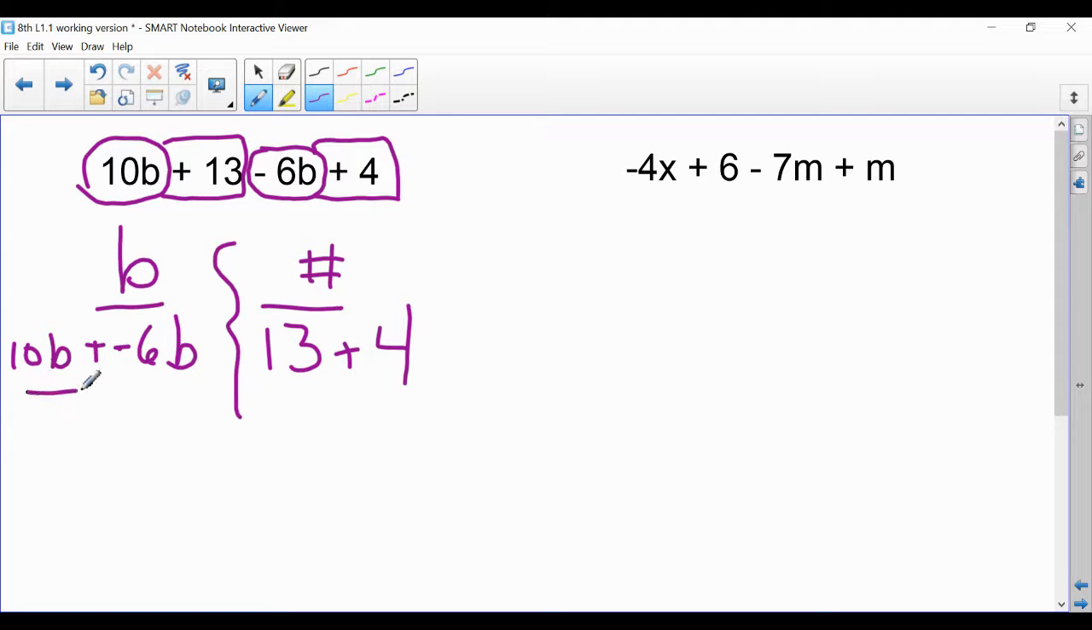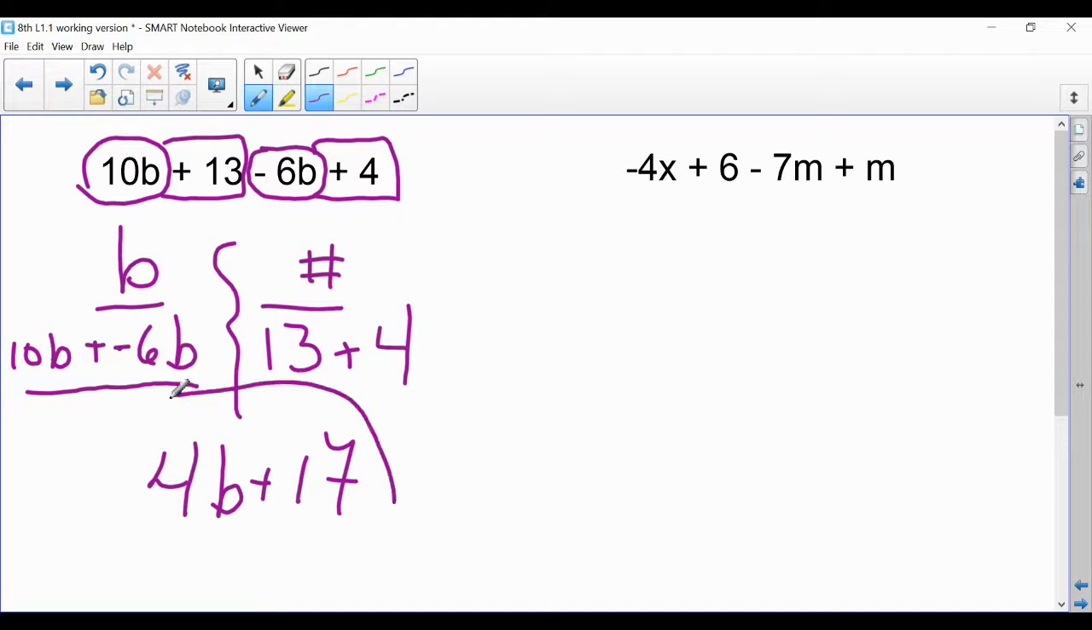So if I look here, 10b plus negative 6b. That's the same thing as saying 10 plus negative 6. Different signs, find the difference means I subtract. So I have 4. Answer gets the sign of the larger value. So it's a positive 4b. This is my plus. 13 plus 4 is 17. Again, they cannot be combined. One has a letter, one does not. So that's my final answer.